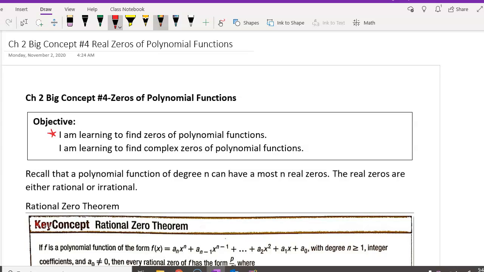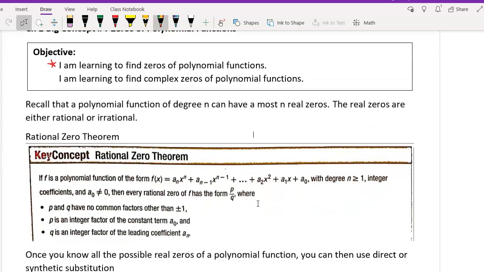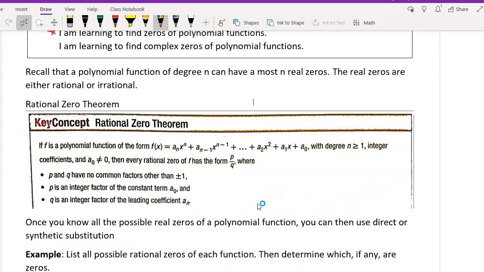So when we take a look, we're going to recall that a polynomial function of degree n has at most n real zeros, where the real zeros are either rational or irrational. And this is where we come to the rational zero theorem. It says if a polynomial of the form f of x equals all of this mumbo jumbo with degree greater than 1, integer coefficients, and a sub 0 not equal to 0, then every rational zero of f has the form p over q. Now this is important. P and Q have no common factors other than plus or minus 1.